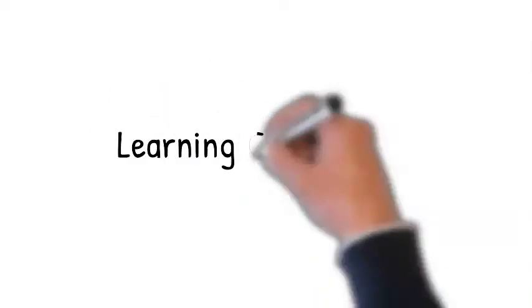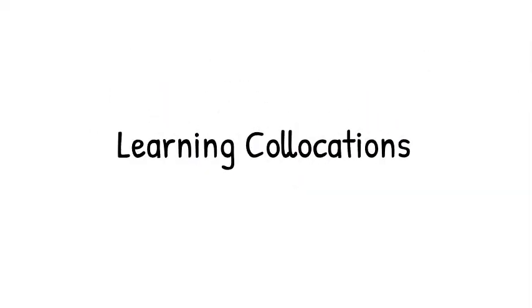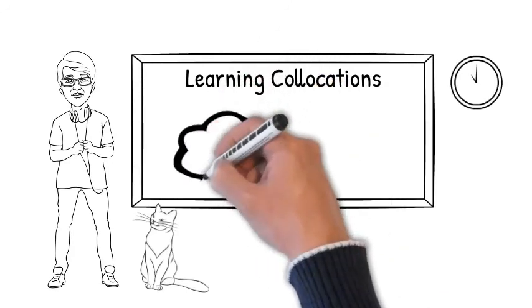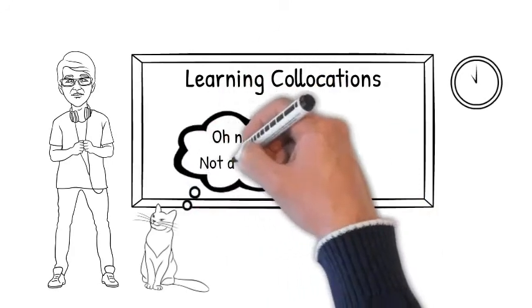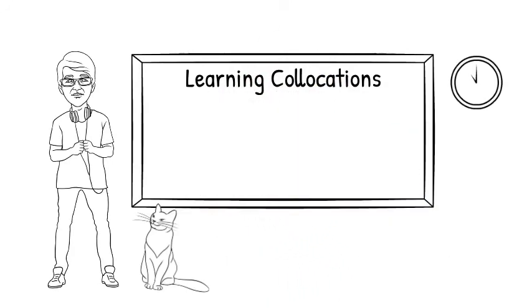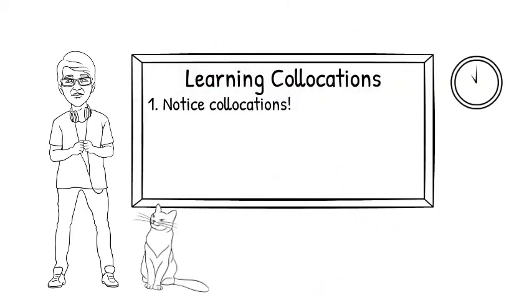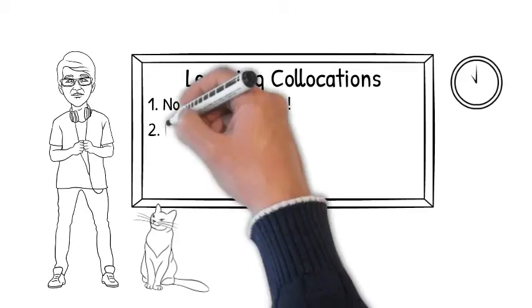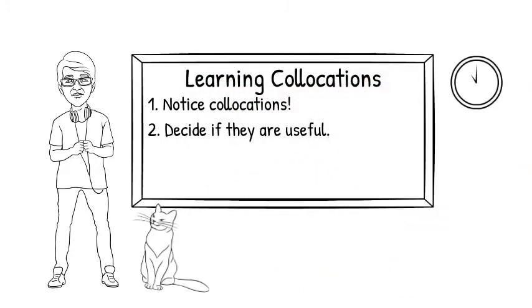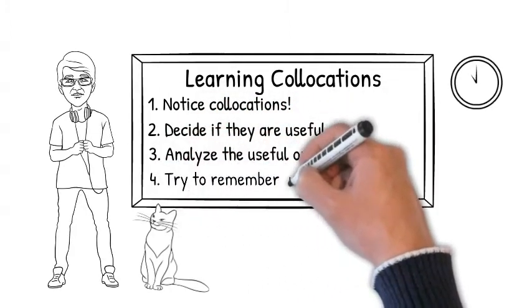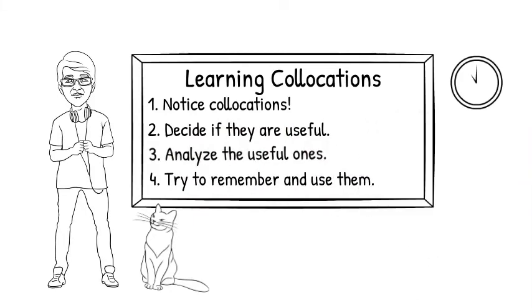Okay, learning collocations. How do you do that? Well, the first thing you should do is notice them. Notice when two words are used together. After you notice collocations, then you need to decide if they are useful to you. Then, if they are, you should analyze them. Lastly, try to remember and use them. Let's see if we can do that now.